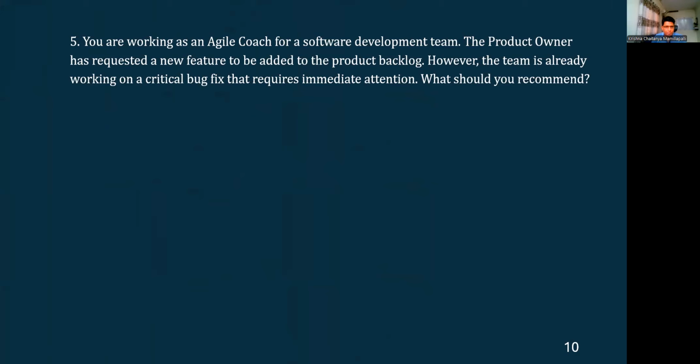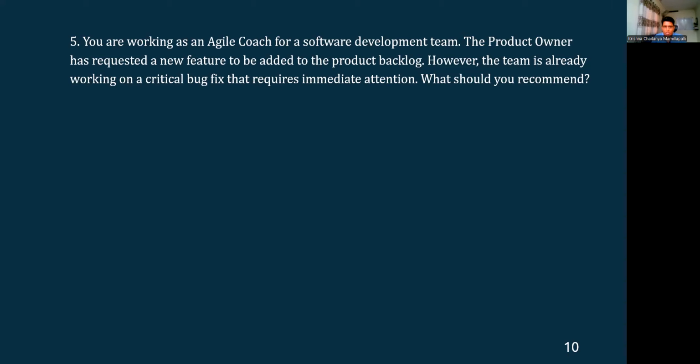Let's read through the question. You're working as an agile coach for a software development team. Here, one of the keywords that we can underline is that the role is an agile coach, which is the perspective from which we have to look at this particular question. And the product owner has requested a new feature to be added to the product backlog. However, the team is already working on a critical bug fix that requires immediate attention.